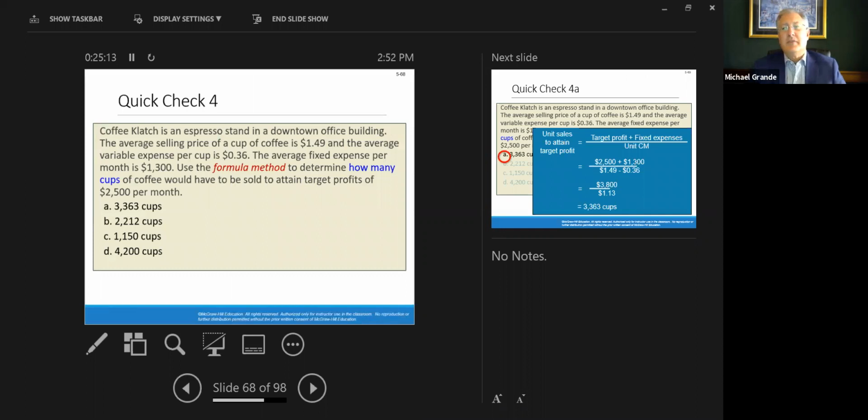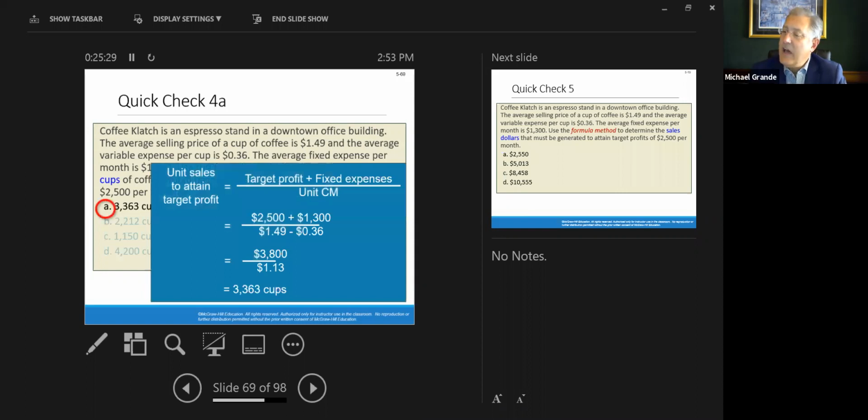Coffee Klatch Espresso, you know the story. Selling price $1.49, variable expenses 36 cents. Use the formula method. How many cups of coffee to have a target profit of $2,500? So you just add the target profit to the fixed costs.